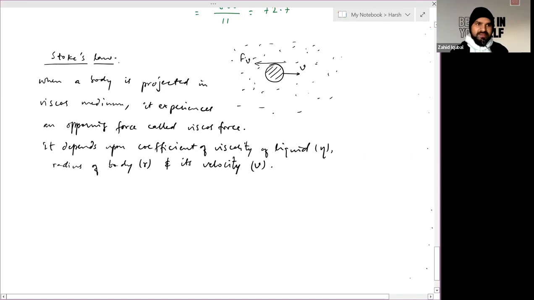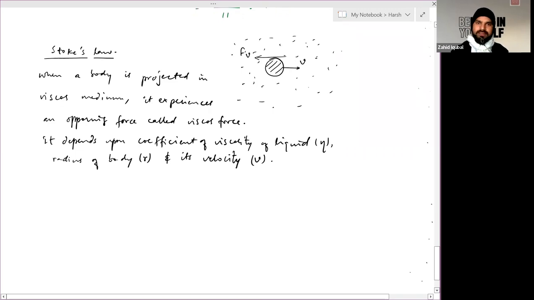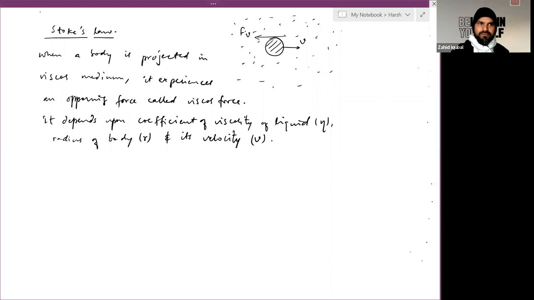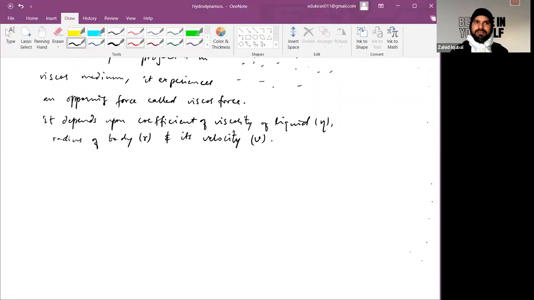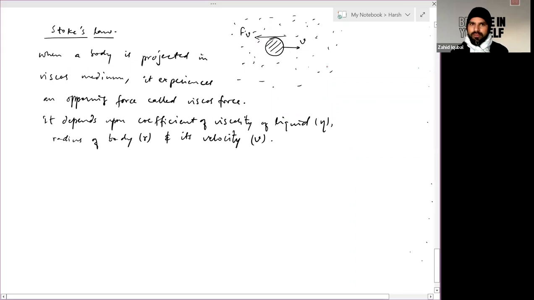So next we have to define Stokes Law. It mainly depends upon three factors. First is the coefficient of viscosity of the liquid. Second is the radius, and third is the velocity of projection of the object. According to the concept of dimensional analysis, we may write the viscous force experienced by this particular object as K times eta raised to x, r to the power y, velocity to the power z.